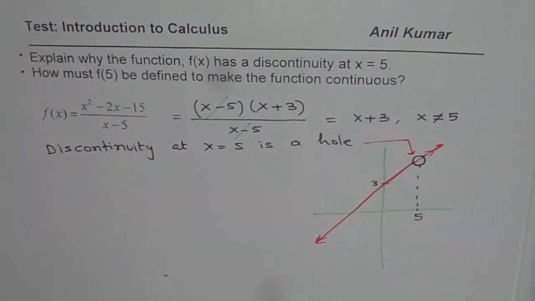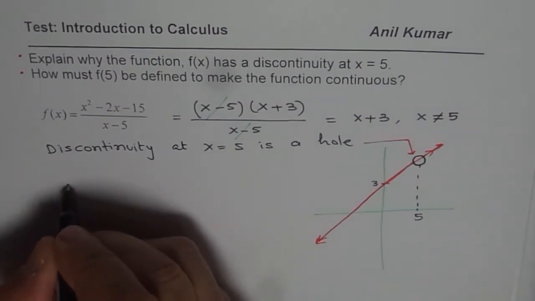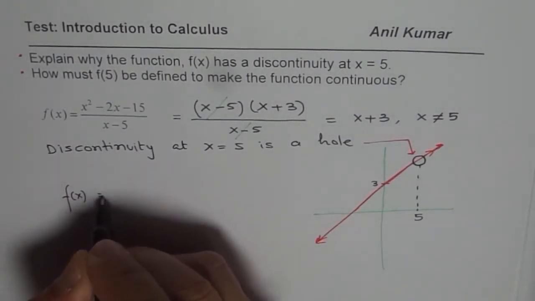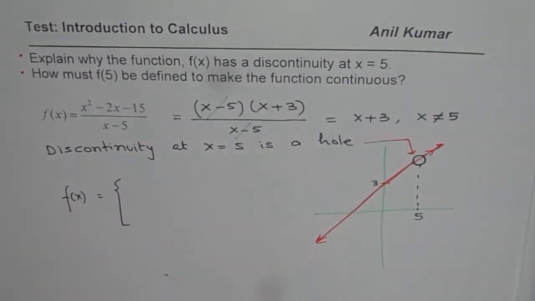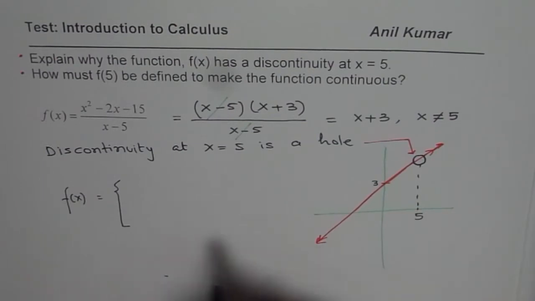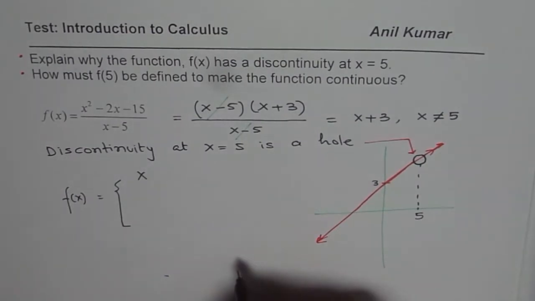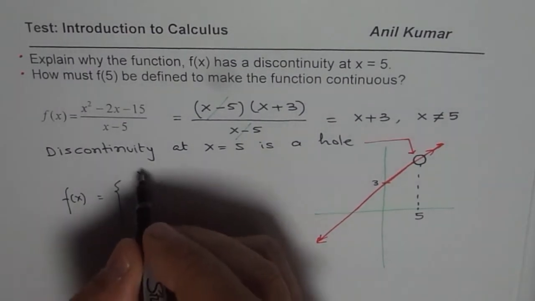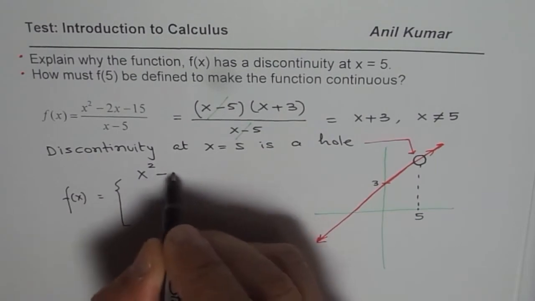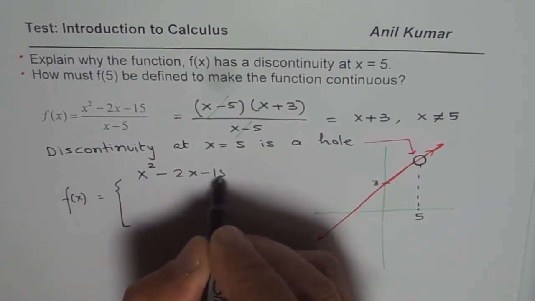Now let's look into the second part. It's indeed a very good question, and it gives you a concept about continuity. How must f of 5 be defined to make the function continuous? So what we can do is define this as a piecewise function, and that is why when you are studying piecewise functions, you have to check for continuity. In the chapter on continuity, you are most of the time actually talking about piecewise functions.